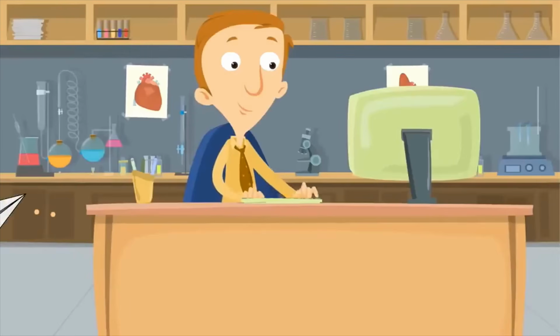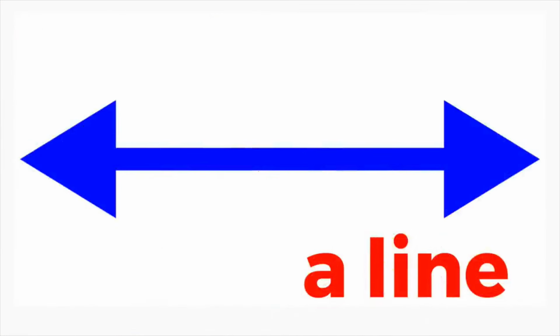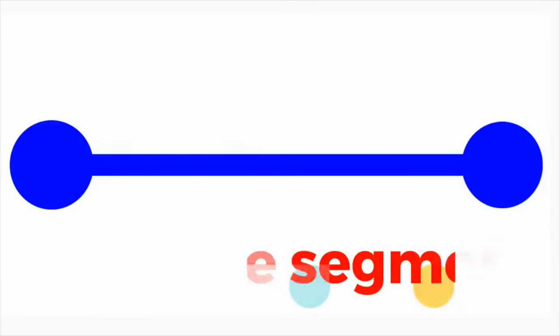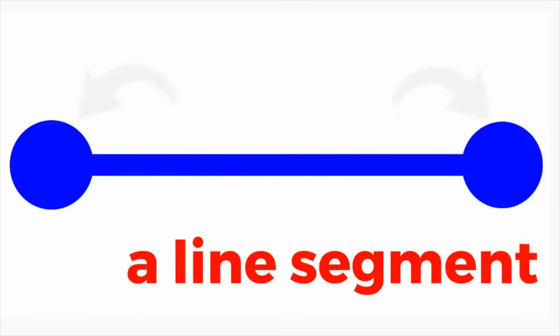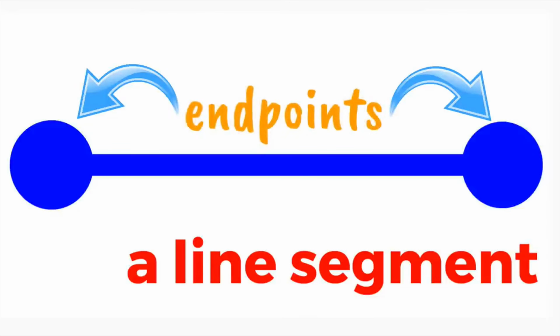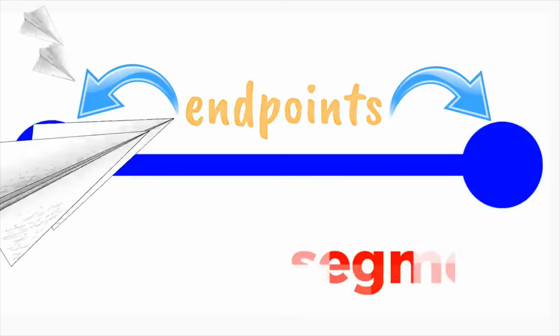In math, a line looks like this. You have a line with two arrows, one on each end. These arrows show that the line keeps going on forever in both directions. A line has two arrows. Now, a line segment is so different. It has these two dots, one on each end. These dots are endpoints. It doesn't keep going and going. It starts at one point and then ends at another. This is a line segment.